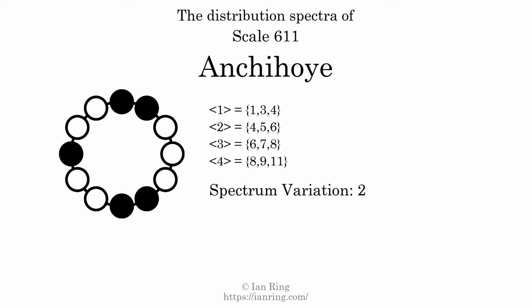Since the variation is greater than 0, this indicates that the scale is not perfectly even. The highest spectrum width is 3. Since this is greater than 1, we know that this scale is not maximally even.